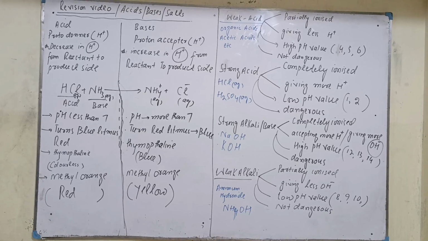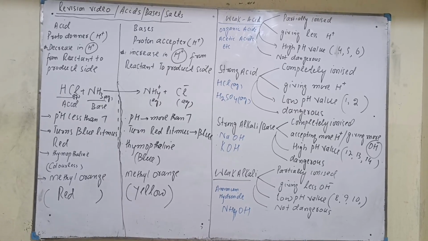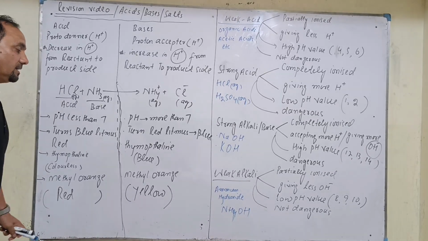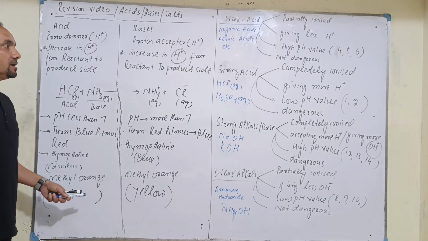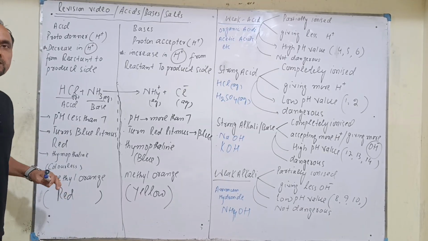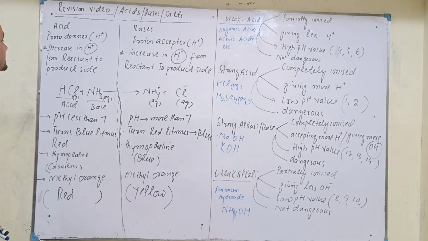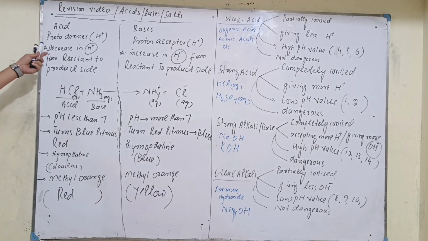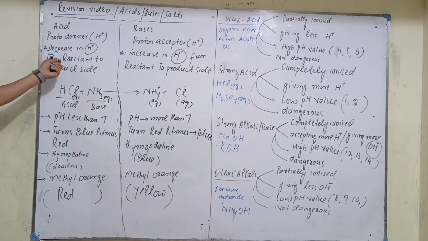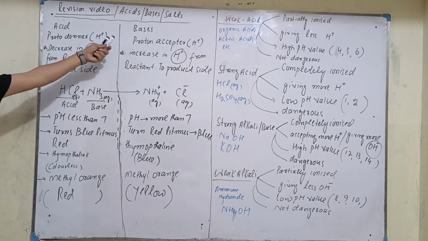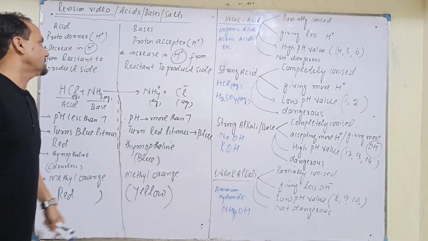So this is the revision video of acids, bases and salts, and this is the most important topic for all the papers, especially ATP, that is called P6. Okay, so the common properties: acids are proton donors, and what about bases? They are proton acceptors.